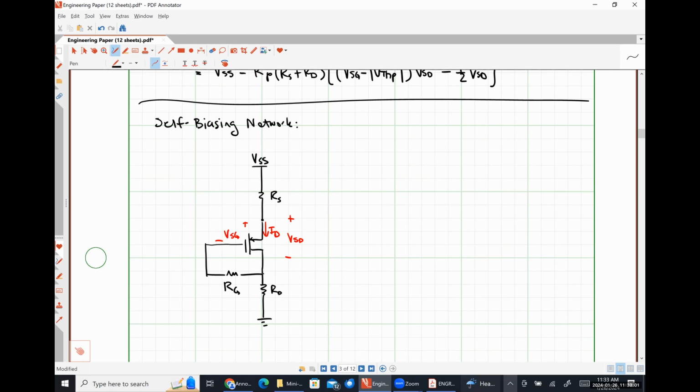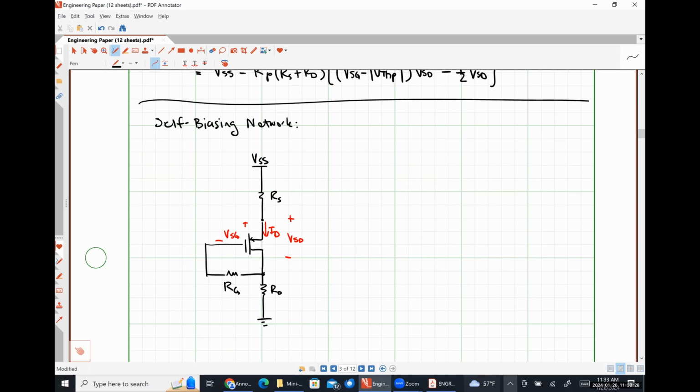None of those voltages or currents are going to change at all. This is still the potential difference between our source node and our gate node. This is still the potential difference between our source node and our drain node. But now we can see that our gate and our drain are at the same potential, so VSG and VSD are the same thing. Sorry for that mistake.